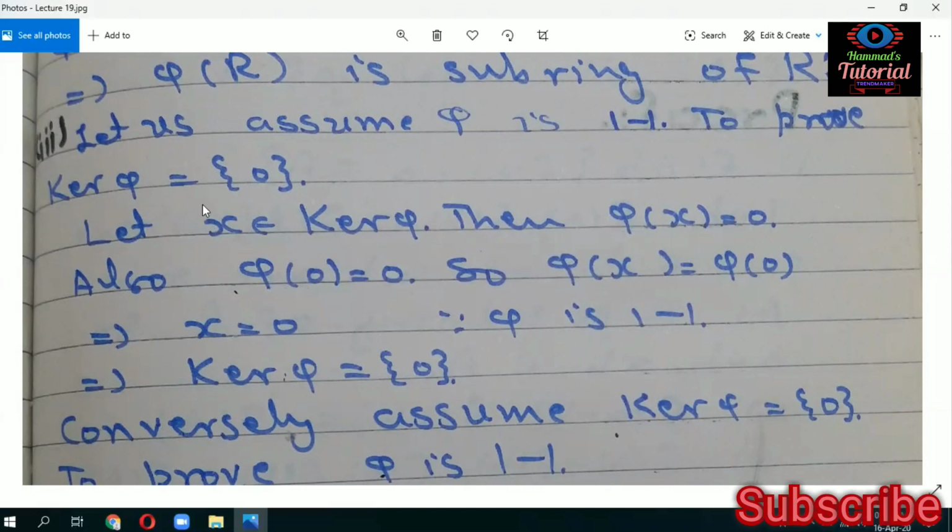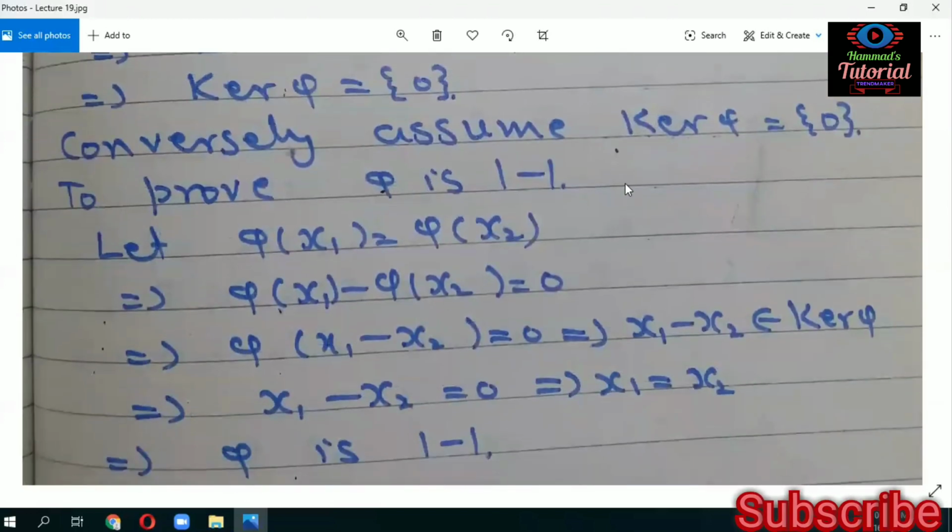Now as here we have assumed that phi is 1-1, when a function f is 1-1 and f of x1 is equal to f of x2, then it means x1 is equal to x2. So in this case, as phi is assumed to be 1-1 and phi of x1 is equal to phi of x2, it means x1 will be equal to x2. Here x1 means x and x2 means 0. So phi of x is equal to phi of 0 means x is equal to 0. This means kernel of phi contains only the additive identity 0.